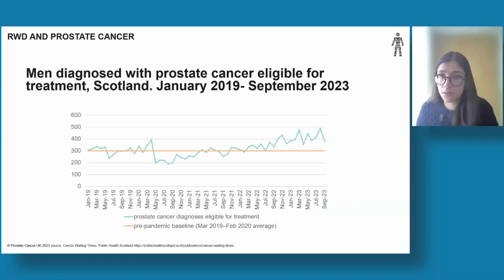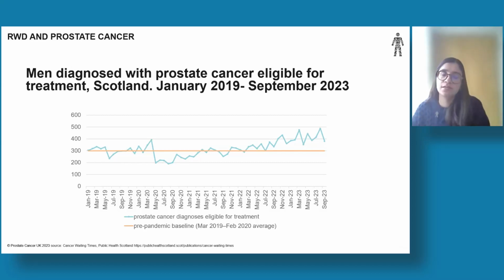We have done something similar with Scotland as well. So we have monitored the number of men diagnosed with prostate cancer eligible for treatment between 2019 and 2023. We can clearly see the reduction in the number of men diagnosed during the peak of the pandemic. But it's also encouraging to see that since 2022, the number of men diagnosed has remained above pre-pandemic levels, even reaching an all-time high in the latest data for August 2023.